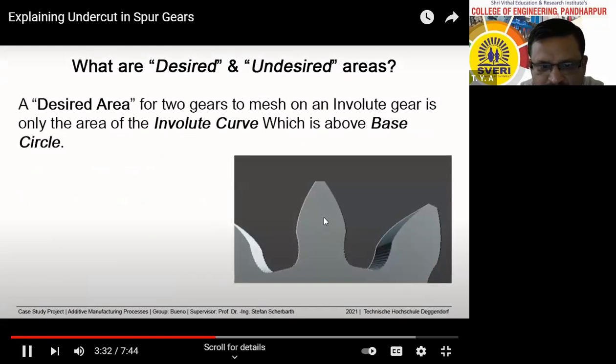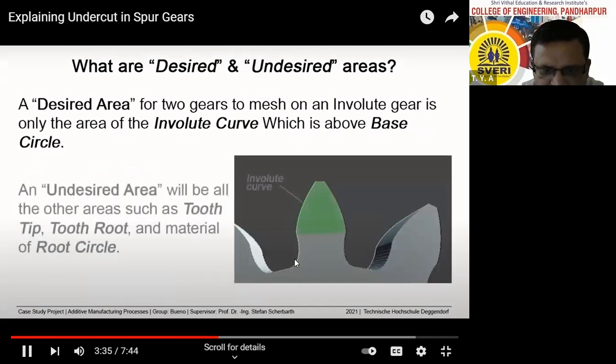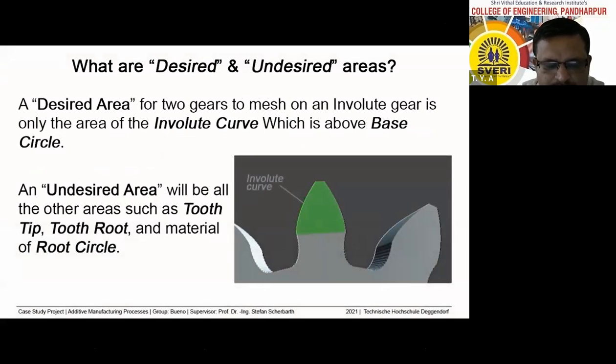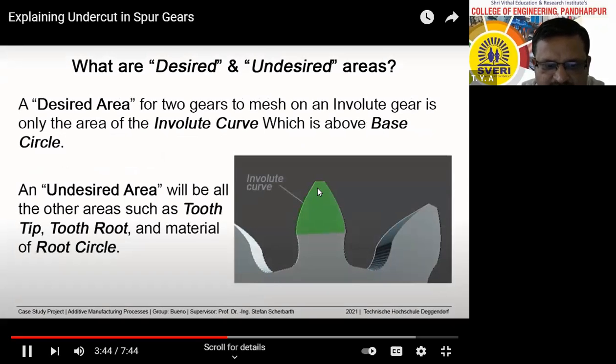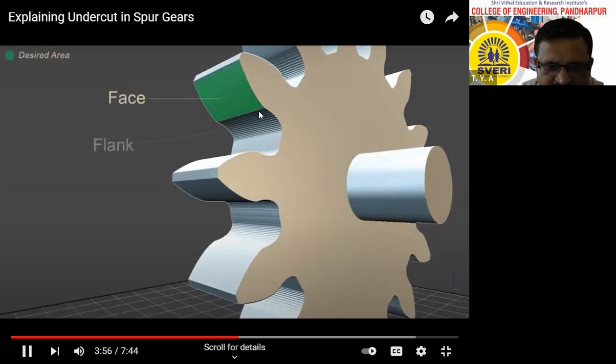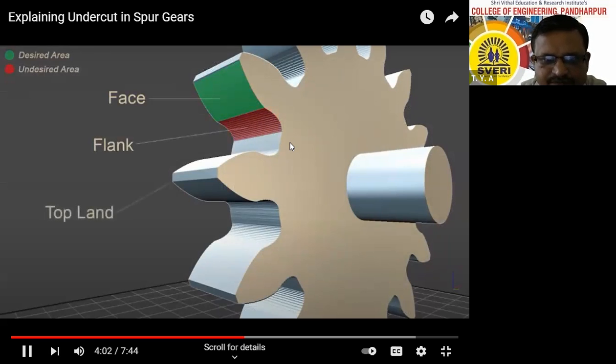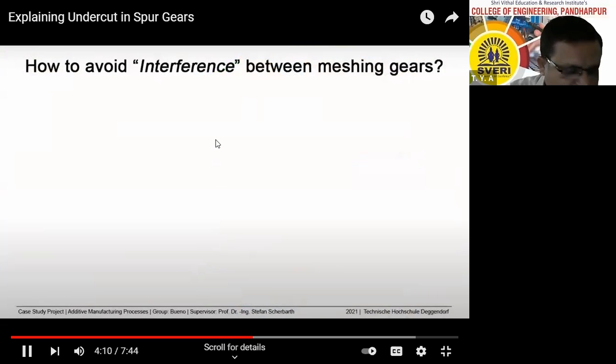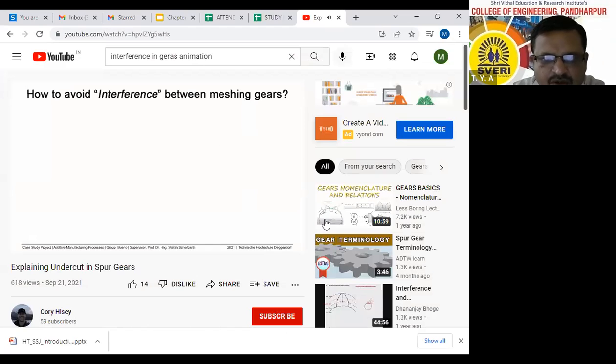See that. This is the face, this is the flank, involute curve. Desired area, undesired area. See that this is the face, it is the desired contact area. And the red one, that is the flank, it is the undesired contact area. This is the top land. It is known as the top surface of the gear tooth. Therefore, this is nothing but interference. I think you have understood it.